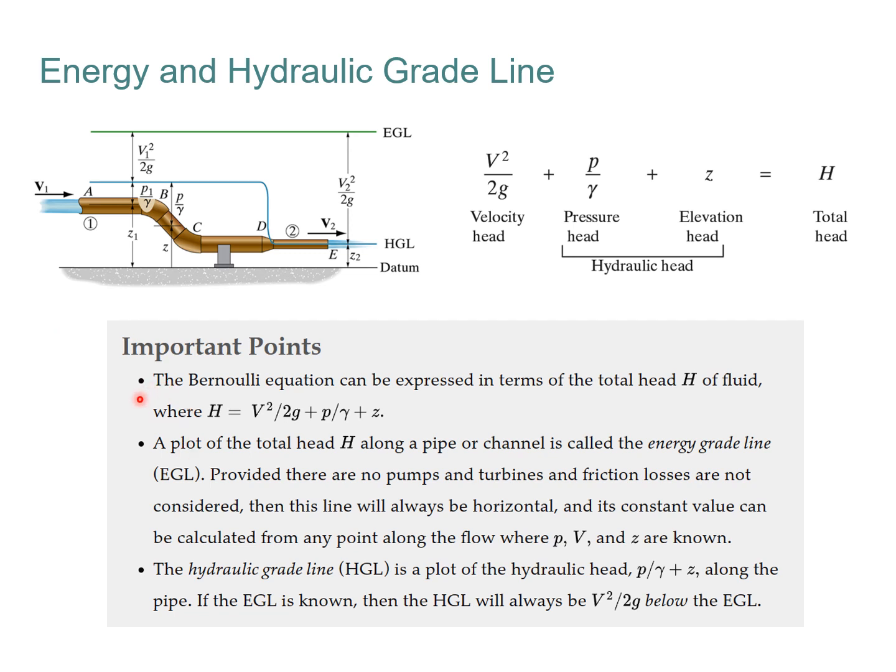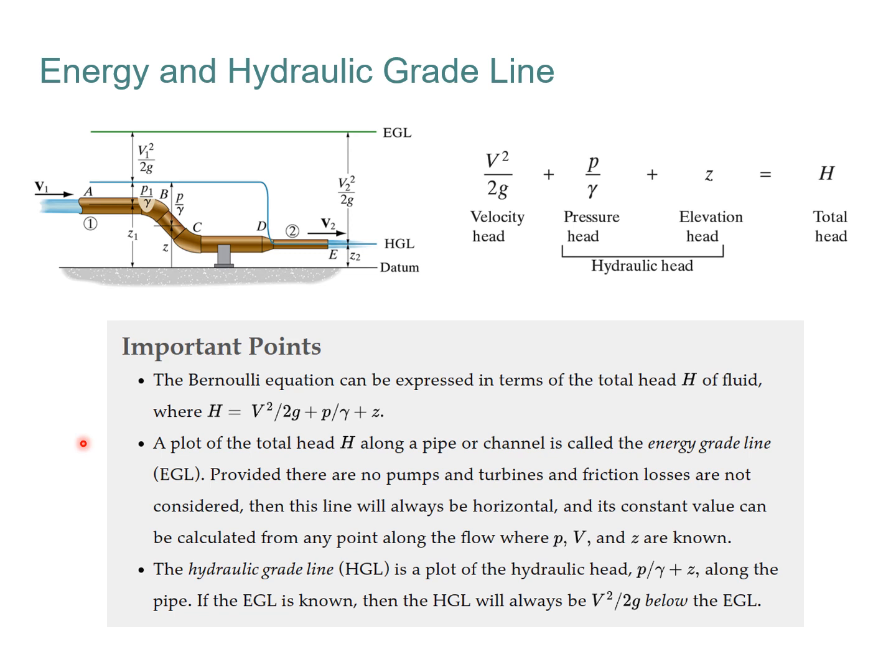First, the Bernoulli equation can be expressed in terms of the total head of the fluid. A plot of the total head along a pipe or channel is what's known as the energy grade line, or EGL. Provided there are no pumps or turbines and friction losses are not considered, then this line will always be horizontal, as shown in the top figure. The energy grade line is going to be constant, unless there are pumps or friction or turbines involved.